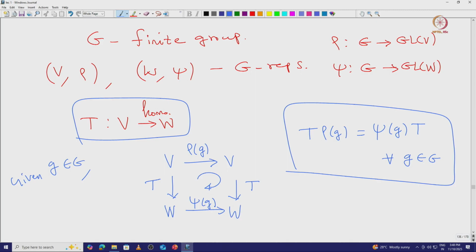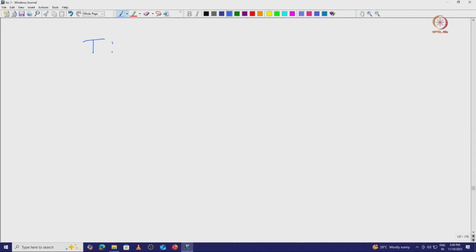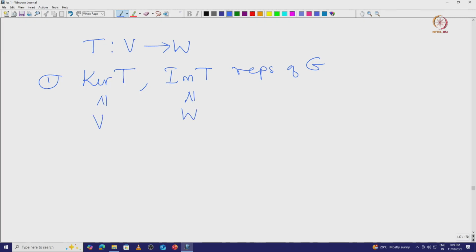I will leave it as an exercise. The homomorphism between these G representations will be equivalent to homomorphism of CG representations. That is not hard to prove. Now once you have this intertwining operator, as before one can define the kernel and image. These are all again representations of G. This is easy to see, and they become subrepresentations. So, the kernel is a subrepresentation of V and the image is a subrepresentation of W.